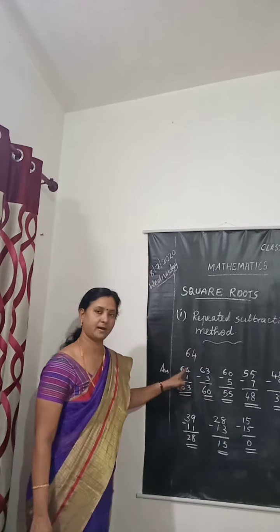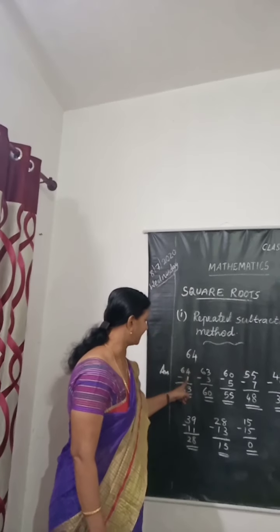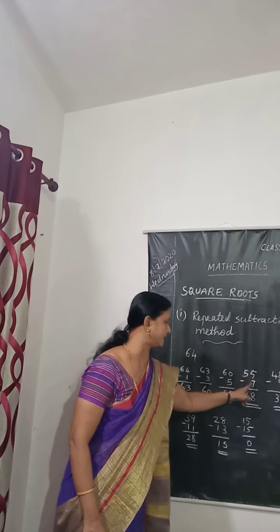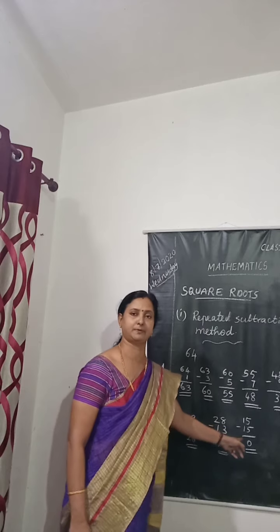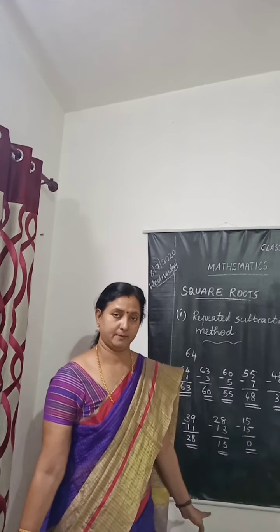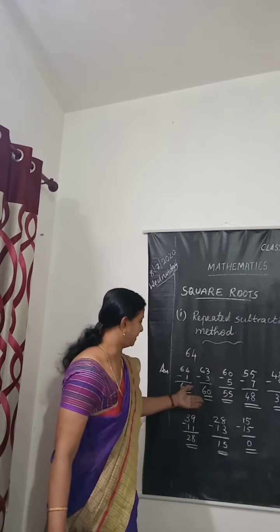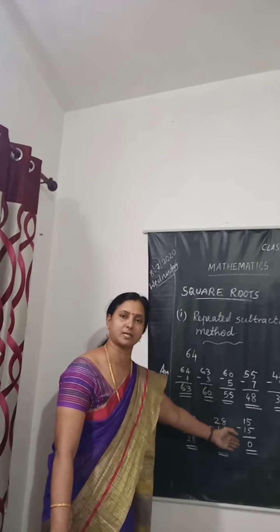Look here. What did we do? We have subtracted 1, 3, 5, 7, 9, 11, 13 and 15. All those are odd numbers, continuous odd numbers. Till you get 0 as remainder, you are subtracting.